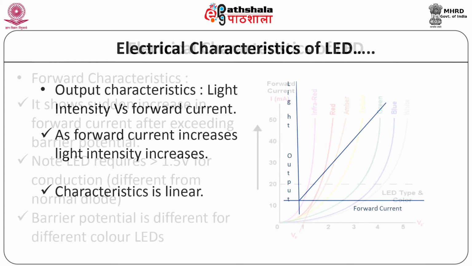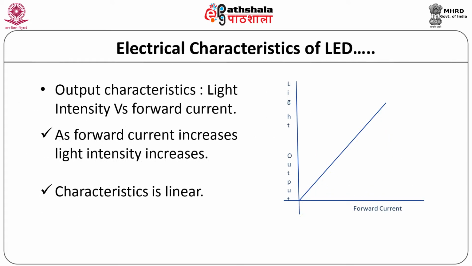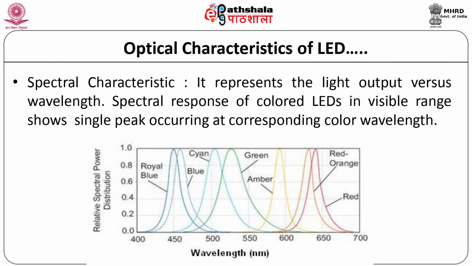Since an LED converts electrical energy into optical energy, light intensity variation with respect to input forward current becomes an important characteristic. The relation is linear. As forward current increases, light intensity goes on increasing. Spectral characteristic represents the light output versus wavelength. The spectral response of colored LEDs in the visible range shows a single peak occurring at the corresponding color wavelength. For example, red color has a peak wavelength of 640 nanometer while green has 530 nanometer and so on.